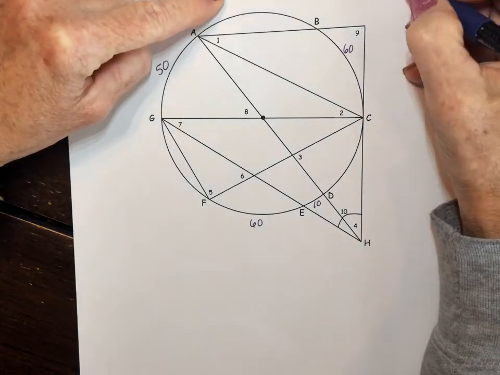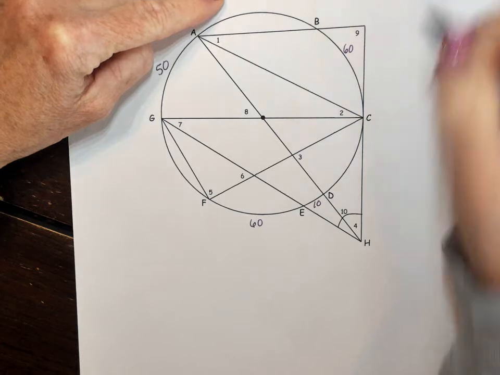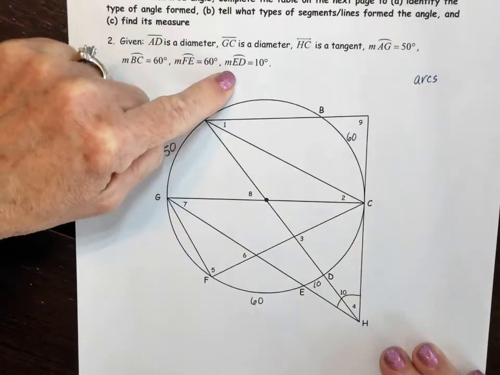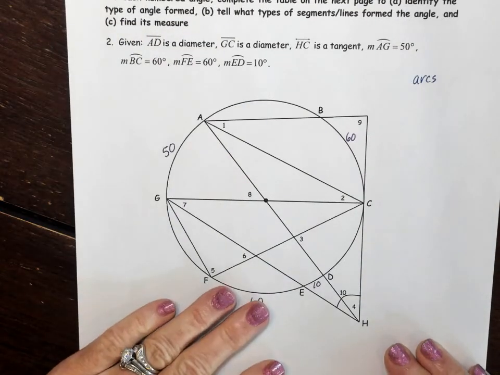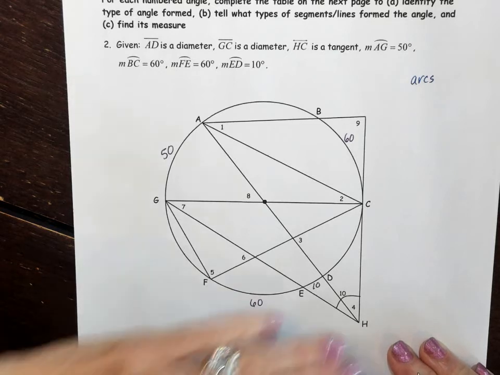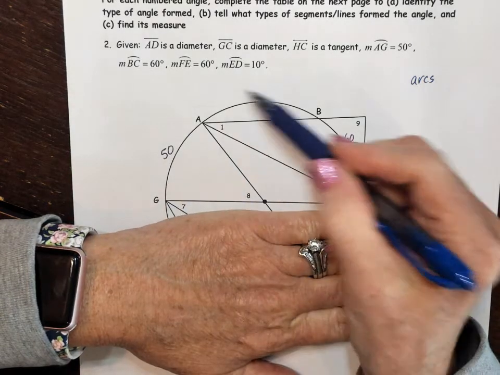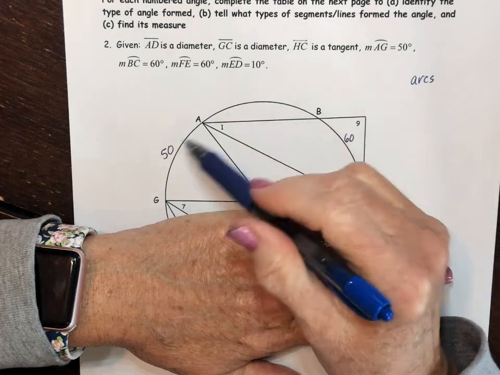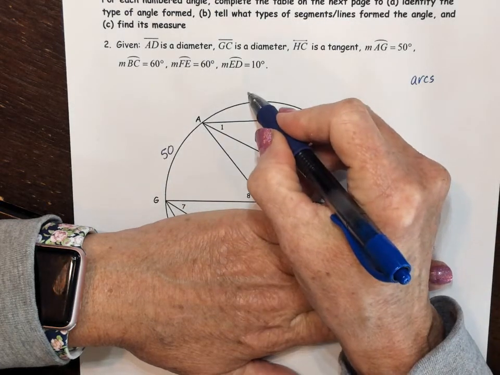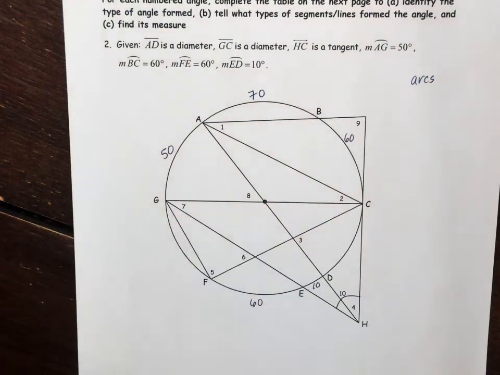All right, so first thing we're going to do is find all of the arcs. Sorry, I didn't realize you couldn't read that information. Let's see, top half, semicircle, that's 60 and 50s, 110, leaves 70 up here for this one.